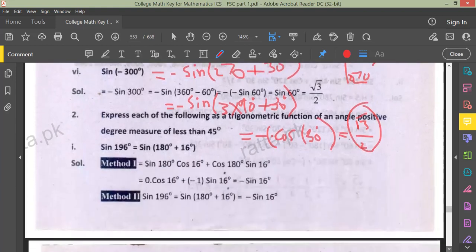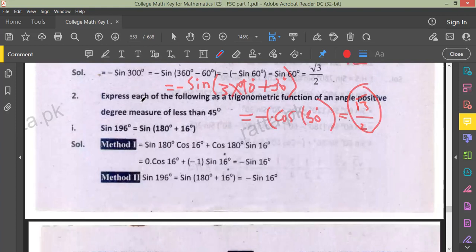So similarly, question number 2. Express each of the following as a trigonometric function of the angle positive degree measure of less than 45. It means that our second angle will be less than 45. So you can write 196. This is 0, this is 90, this is 180, and this is 270. So you can write 196 as 270 minus some angle.